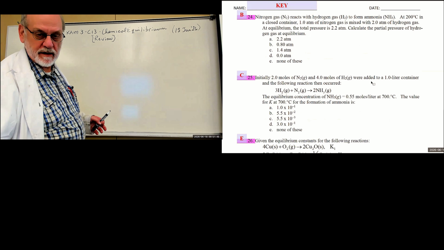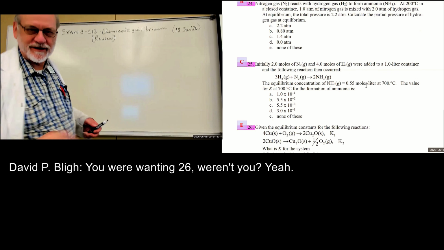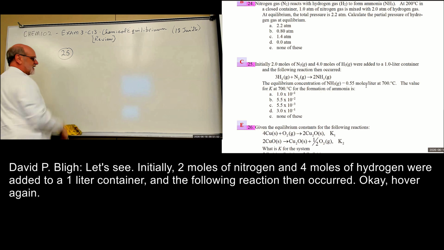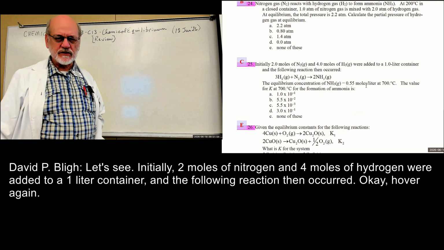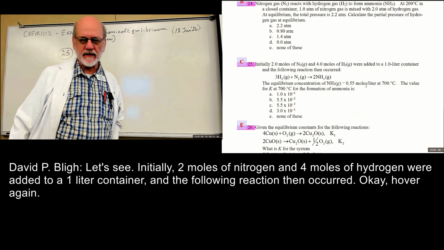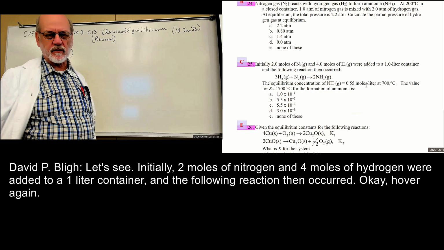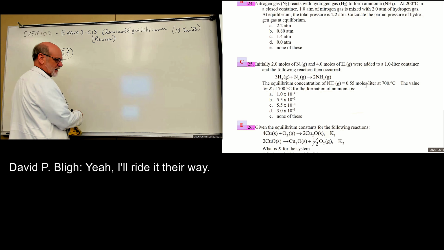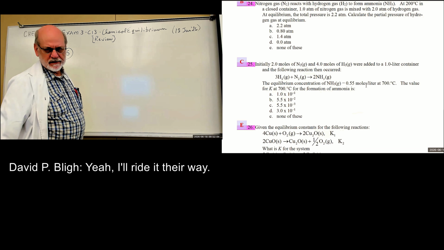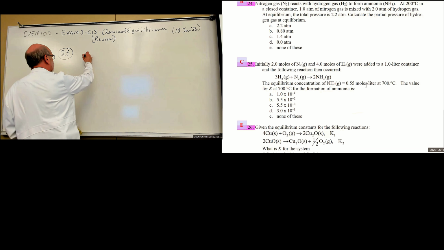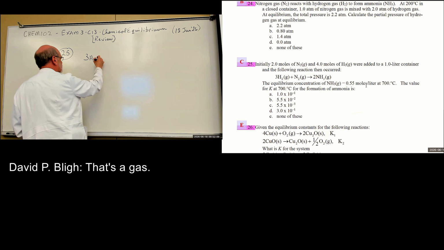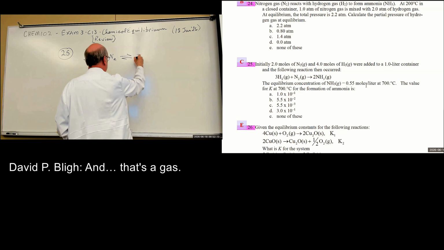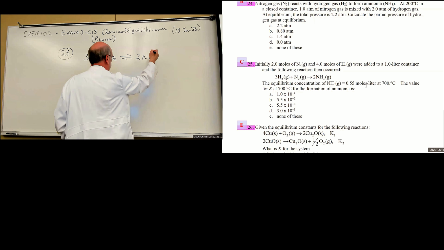Next, 25. You were wanting 26, weren't you? Yeah. Almost there. Let's see. Initially, 2 moles of nitrogen and 4 moles of hydrogen were added to a 1-liter container, and the following reaction then occurred. Okay, Haber again. Yeah, I'll write it their way. That's a gas. That's a gas. And that's a gas.